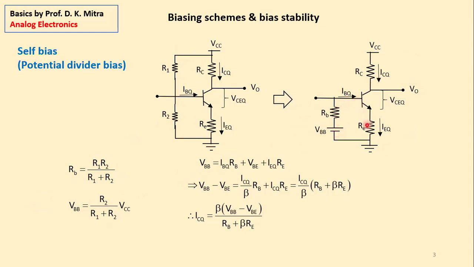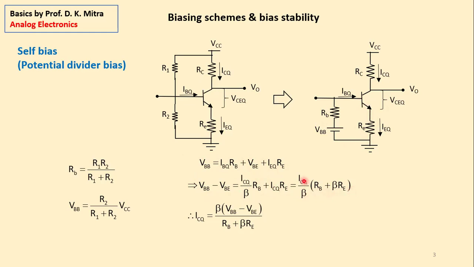Now go to this part of the loop. Here VBB is equal to IBQ multiplied by RB plus VBE, the reverse voltage drop here, plus RE IEQ. You take VBE on the left-hand side: VBB minus VBE is equal to IBQ, which is ICQ by beta, RB plus IEQ, which is replaced by ICQ because they are more or less the same, into RE. This is ICQ by beta RB plus beta RE, right?